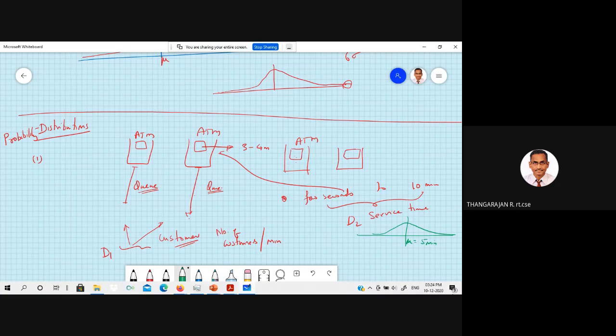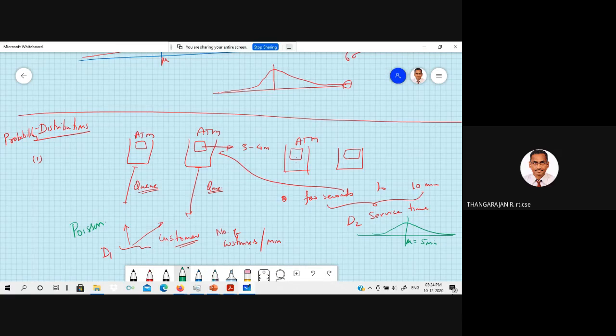So the service time should follow a normal distribution. But D1, which is customer arrival, is a different one. It has to follow a different distribution, the number of customers per minute, and I think you will know that it's called Poisson distribution.